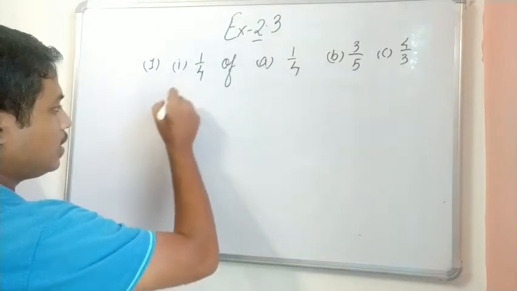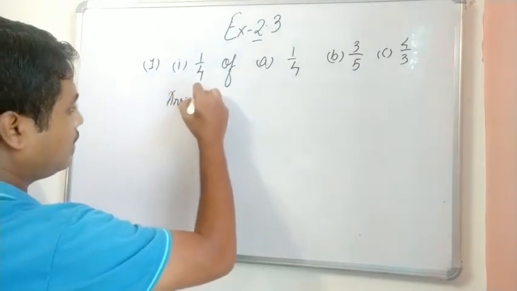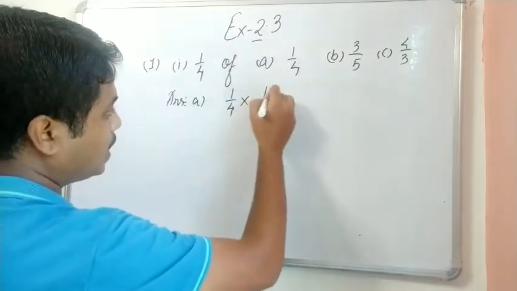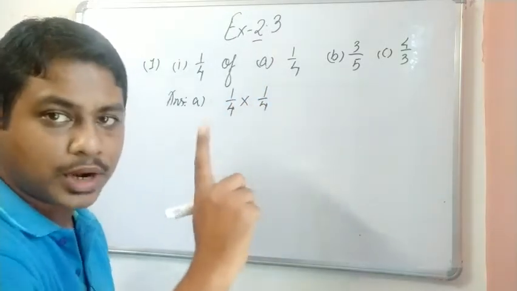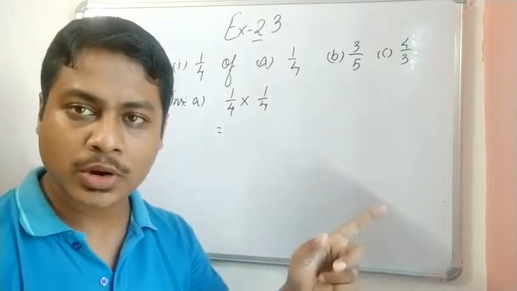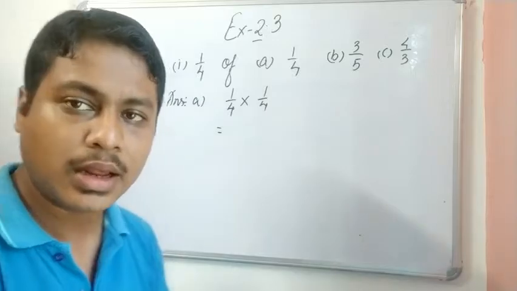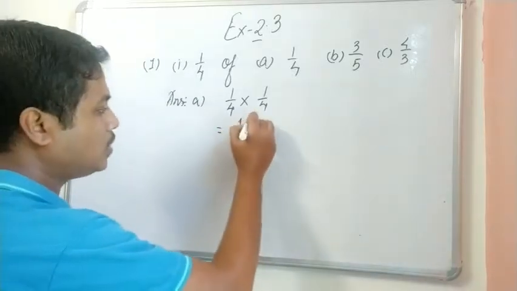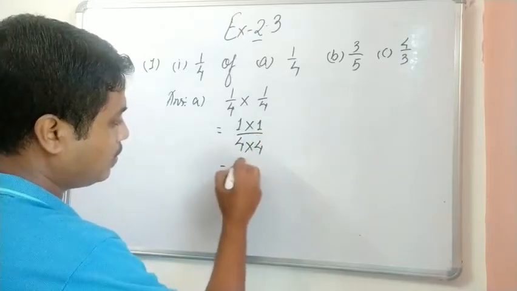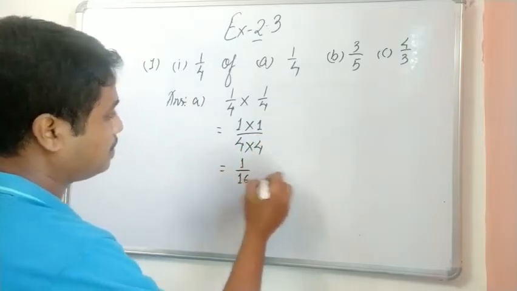For the first one, the answer for A will be 1 by 4 of 1 by 4. That means you have to do the product. Of means product. And the rule is you have to multiply numerator with numerator and denominator with the denominator. So 1 into 1 divided by 4 into 4. So it will be 1 by 16.